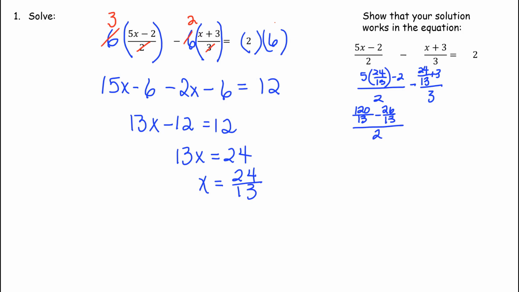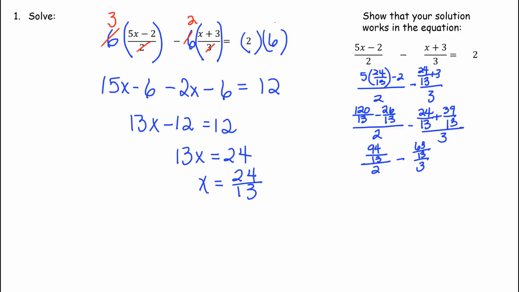So 5 times 24/13 is 120 over 13, and then minus 2, which is 26 over 13, and that's all over 2. The second part, we're subtracting 24 over 13 plus 39 over 13, because 3 is 39 over 13, and all of that is over 3. Now I'm going to subtract the fractions in the numerator of my first fraction. So 120 minus 26 is 94 over 13, and that's all over 2. And then my second fraction, 24 plus 39, is going to be 63 over 13, and that's all over 3.